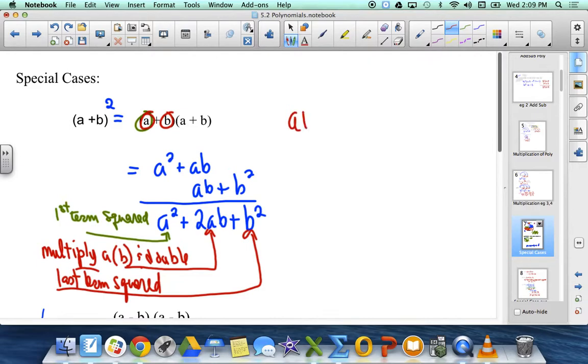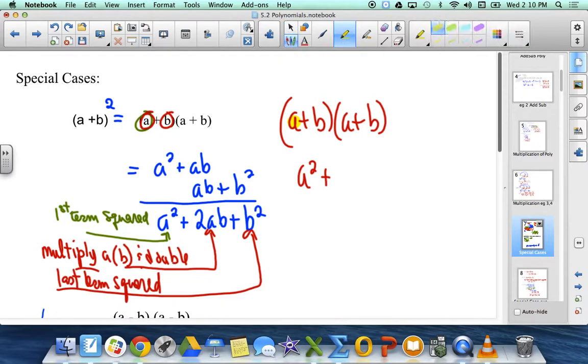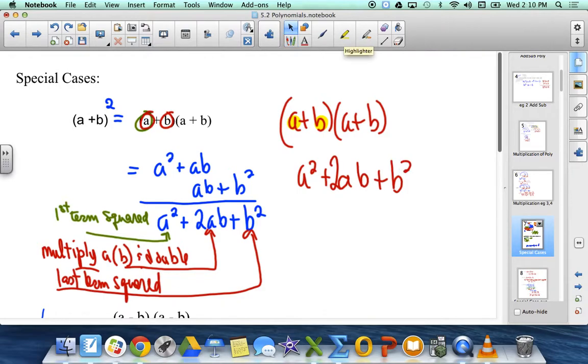So let's talk about it again. So square the first term, a squared. Multiply these together, ab, double it, and square the last term. Or you can just FOIL it.